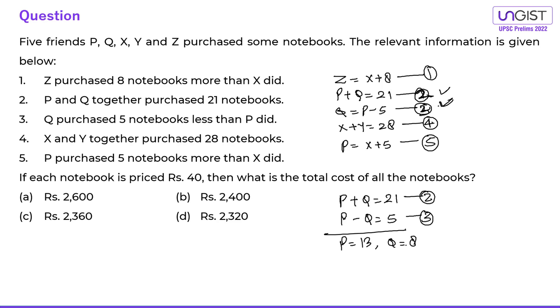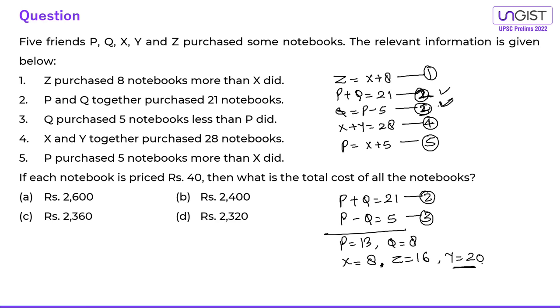So if we have got P as 13, just by using this value in equation number 5, we are getting X as 8. Okay. So if X is 8, using this value in equation number 1, we are getting Z is equal to 8 plus 8, which is 16, right? So once we have Z as 16, and X plus Y is given as 28 in equation number 4, Y is equal to 20.